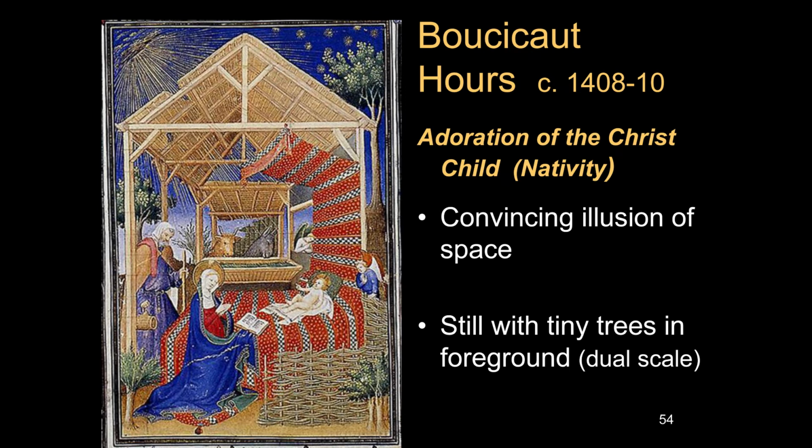Okay, he's still got a few of these things that we would say, wait. He's got two little tiny trees there. Maybe we can read them as shrubs, but he still has some references to the dual scale. But by and large, it's a very convincing rendition of an interior space, a little shed that recedes into depth.